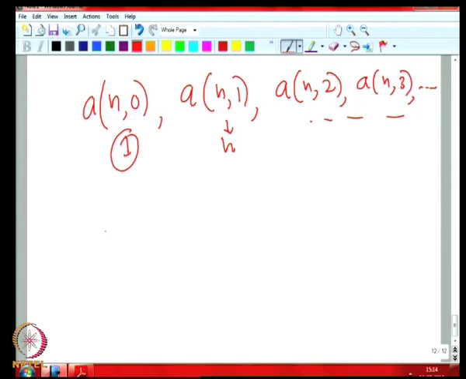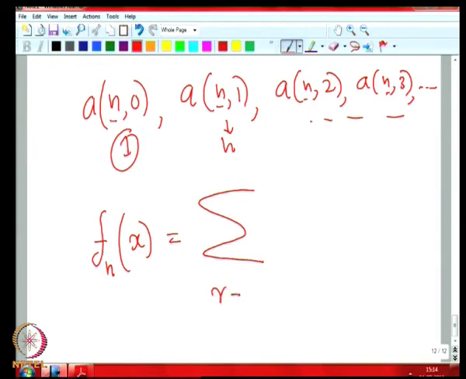This sequence will give rise to the generating function, let us write it as f n, so n becomes the parameter in the generating function. F n of x is equal to sigma r equal to 0 to infinity a n r into x raised to r. This is the generating function. We start from 0 onwards, right. So, we know the f n is defined for n equal to 0 onwards.